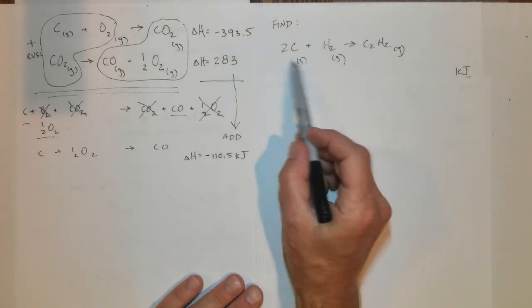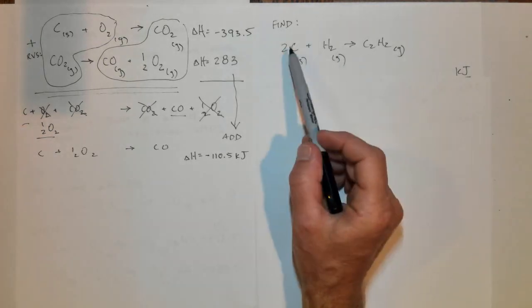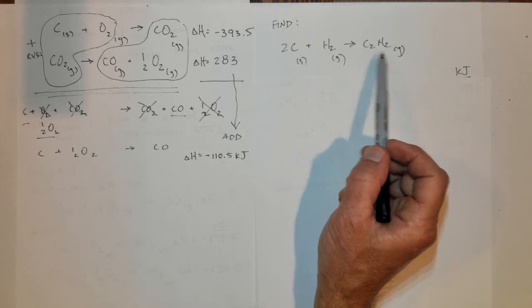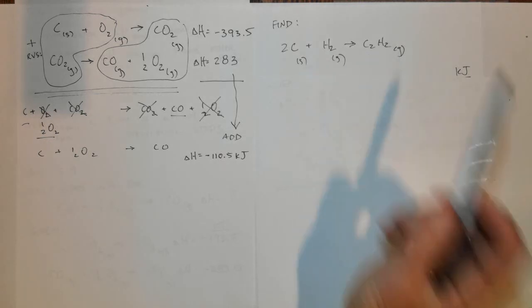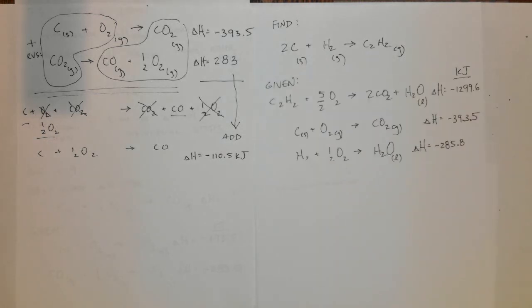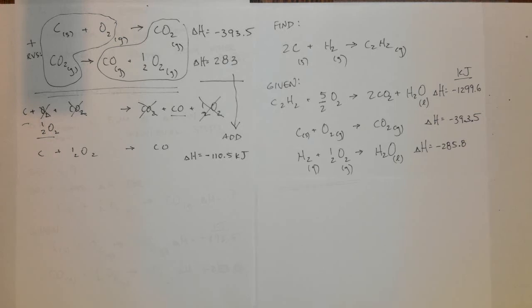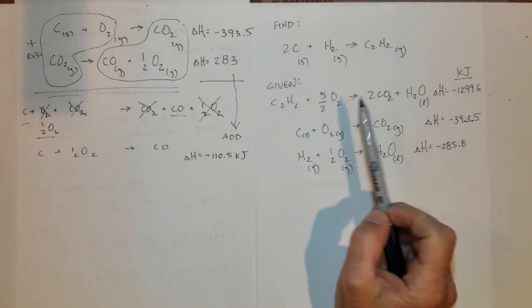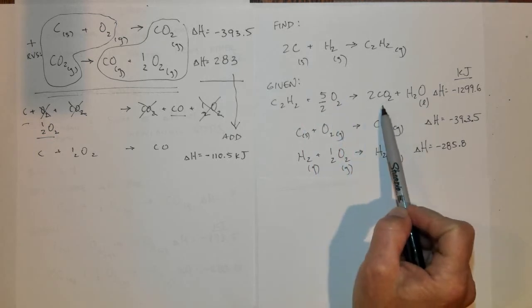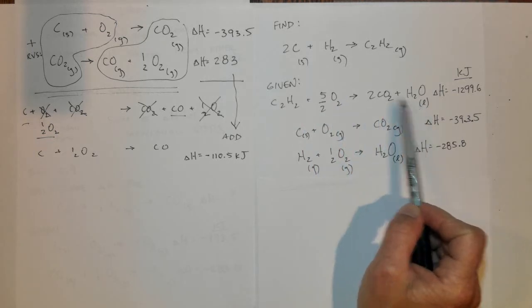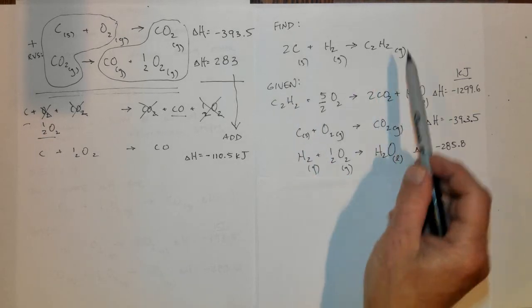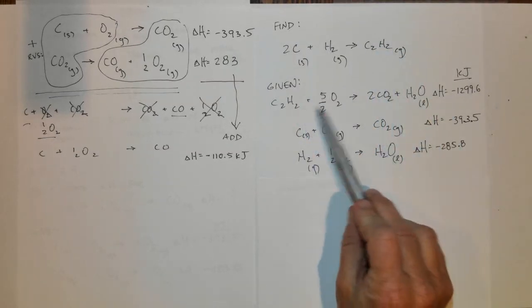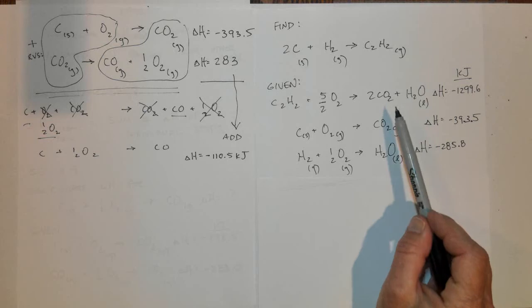Find this reaction. So here's my goal reaction: carbon plus hydrogen goes to C2H2, all gaseous. And I'm given three different reactions here that I can manipulate to find that. In these, you can see I've got the C2H2, and I've got some oxygen going to carbon dioxide and water. I notice right away that I've got some C2H2 here, and that's one of my goal species, so it looks like I'm going to have to take this reaction and probably flip it around.